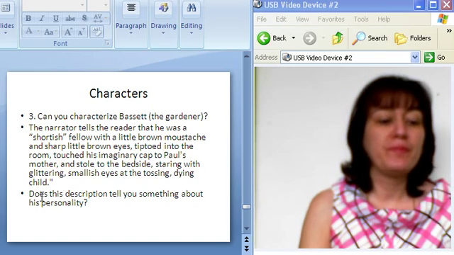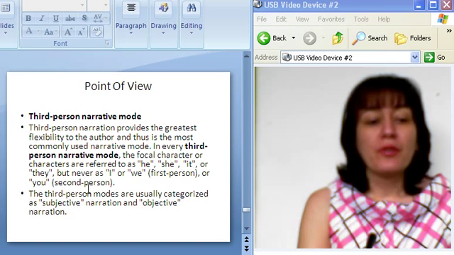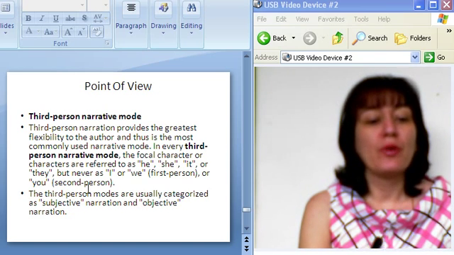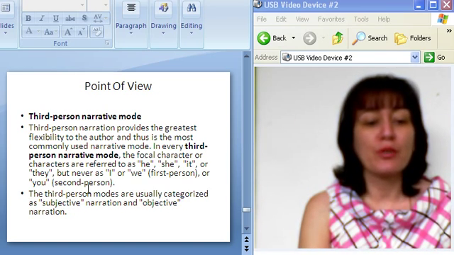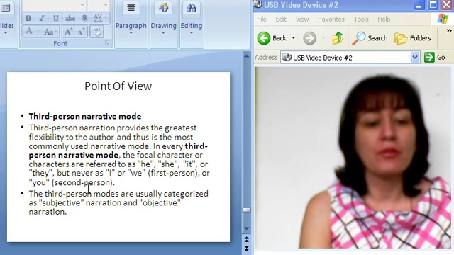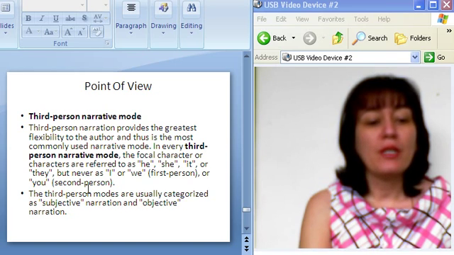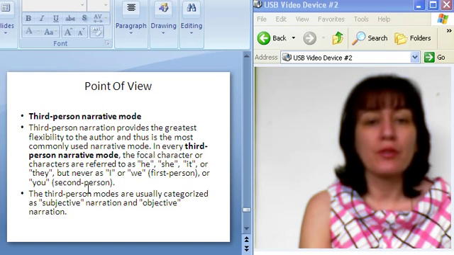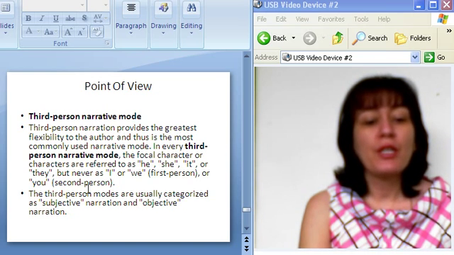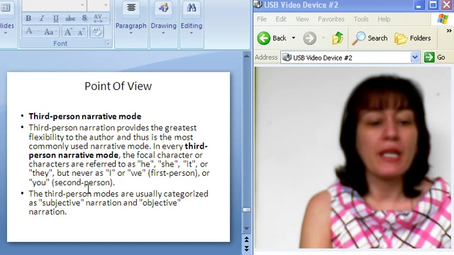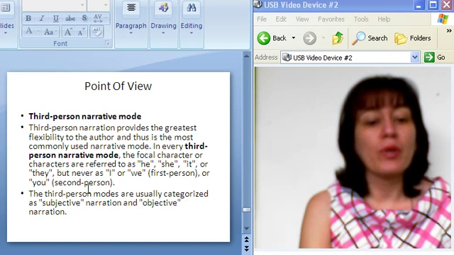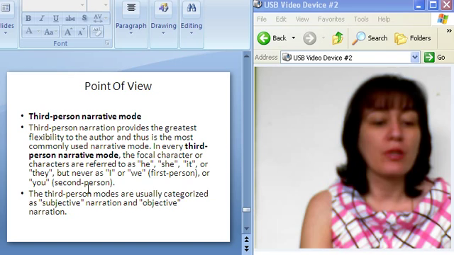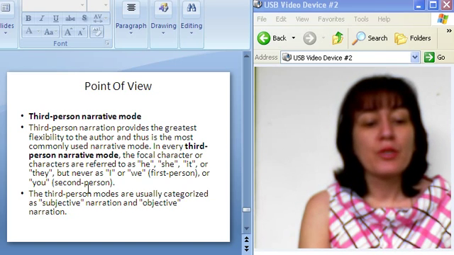Point of view. Third-person narrative mode. Third-person narration provides the greatest flexibility to the author and thus is the most commonly used narrative mode. In every third-person narrative mode, the focal character or characters are referred to as he, she, it, or they, but never as I or we, first person, or you, second person. The third-person modes are usually categorized as subjective narration and objective narration.